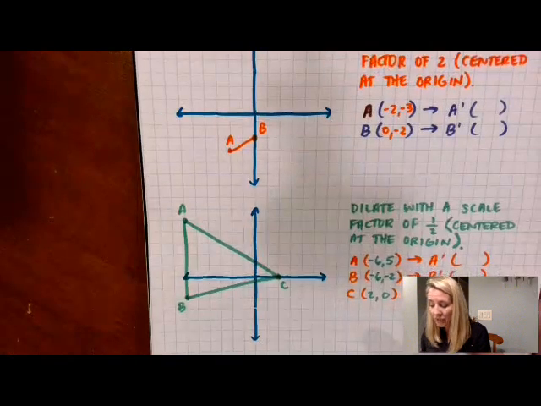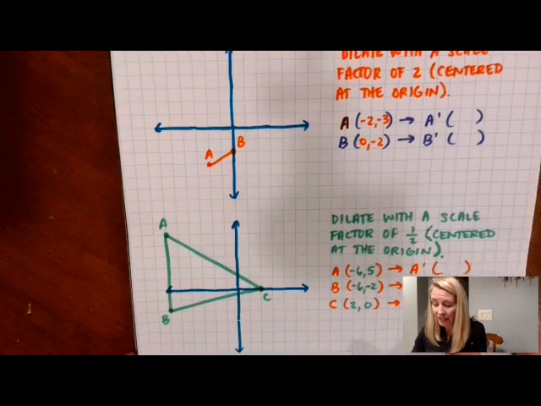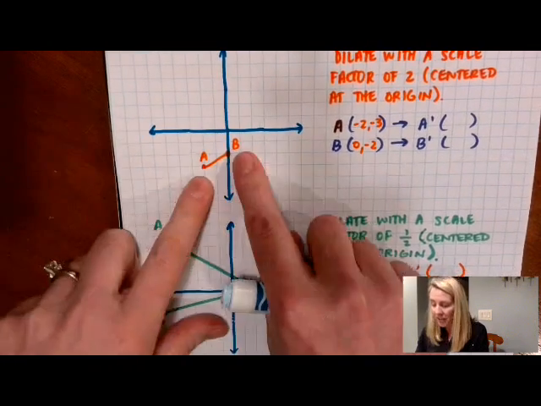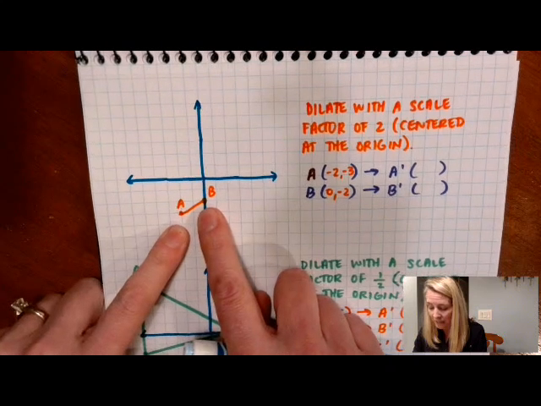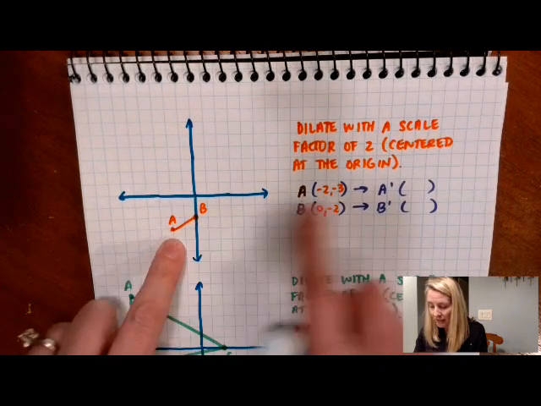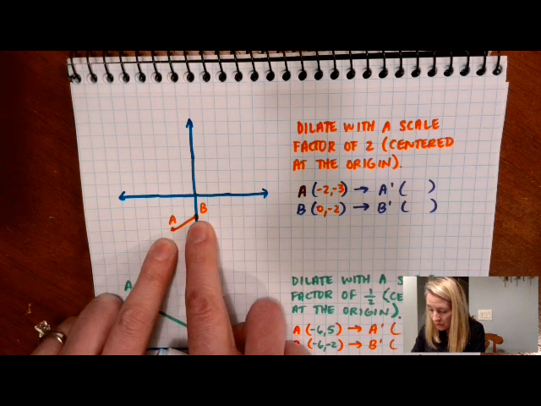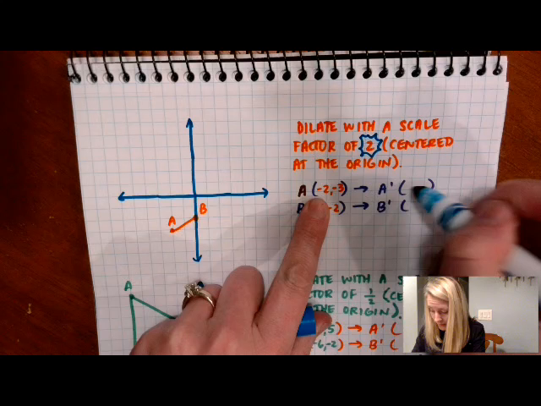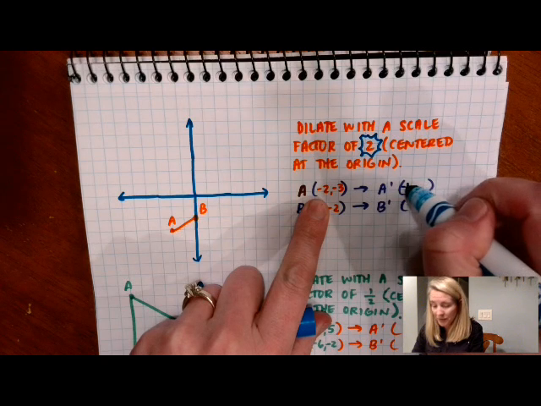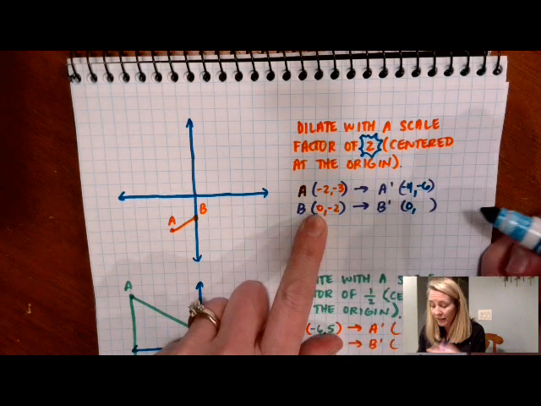If you dilate with a scale factor of 2, continuing that idea, you might have something very simple like a line, this line AB. And I've gone ahead and put the coordinates there. It's (-2, -3) for A, and B is (0, -2). So if I want to multiply that by a scale factor of 2, -2 times 2 is -4, and -3 times 2 is -6. And then 0 times 2 is 0. That's always nice when 0 is a number. And then -2 times 2 is -4. So now I simply plot those.